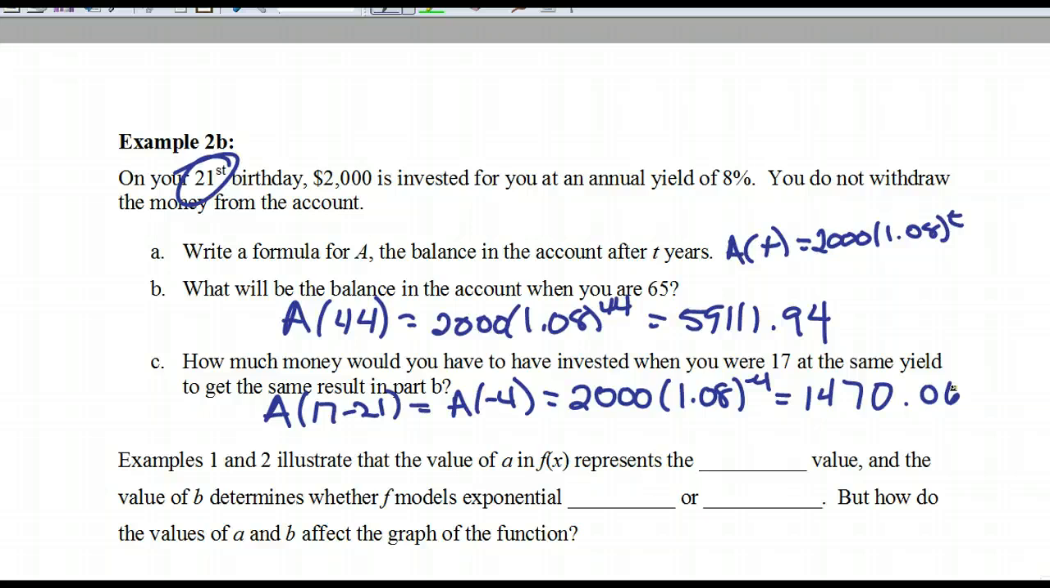All right, so examples 1 and 2 illustrate the value of a in f of x represents the initial value. So the a is the initial value. And the b determines whether the model is exponential growth or decay. But how do the values of a and b affect the graph of the function? So we want to look at that.